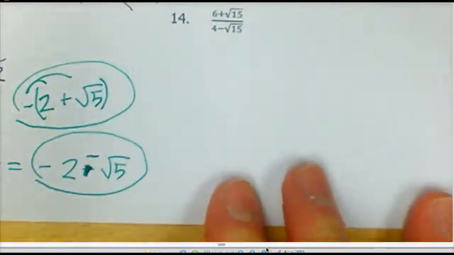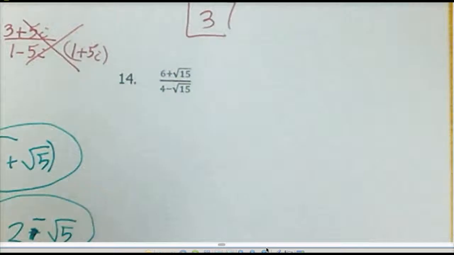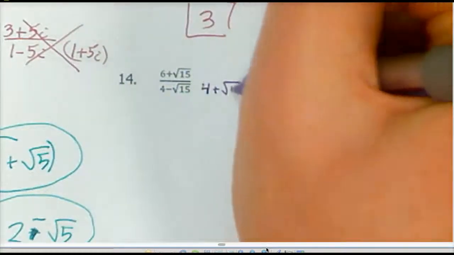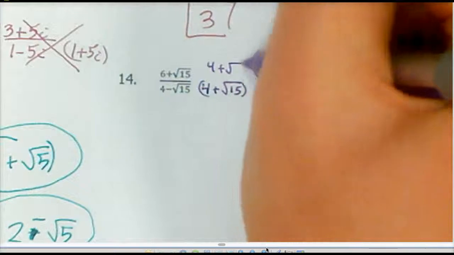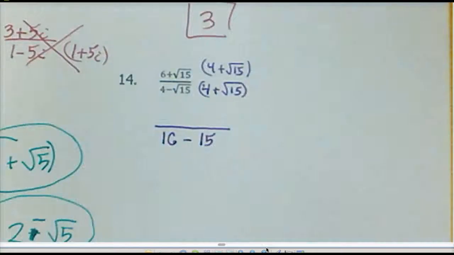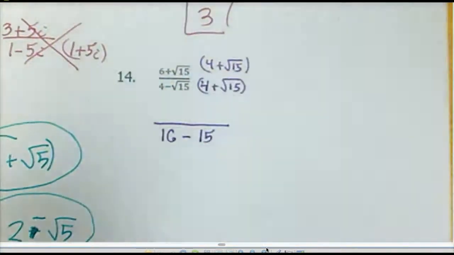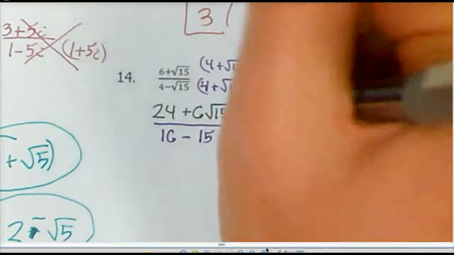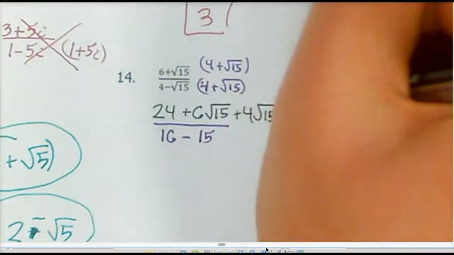Okay, last one, number 14. We have 6 plus radical 15 divided by 4 minus radical 15. And so we're going to multiply top and bottom by the conjugate of the denominator, which would be 4 plus radical 15. So for the bottom, that's going to give me 16 minus 15. 4 times 4 is 16, negative radical 15 times its positive would be minus 15. Top part, 6 times 4 is 24. 6 times radical 15, 6 radical 15, and then you have a plus 4 radical 15 and a plus 15 at the end.